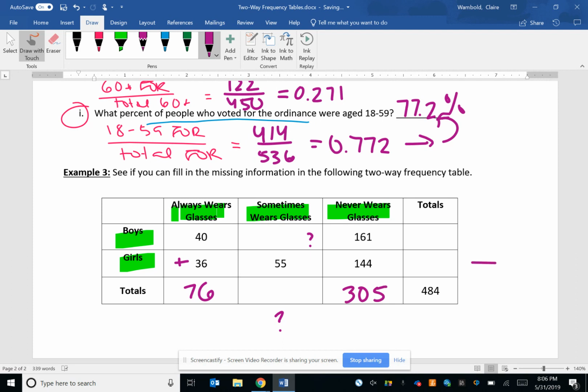I could also fill in my row total for the number of girls. 36 plus 55 plus 144 is 235 girls total. Now, like I said, there's a number of different ways we could do this. Even from right here, there's a couple different ways we can do this. So to fill in the number of boys in the group, I know that it's the total minus the number of girls. So 484 minus the number of girls, 235, which equals 249 boys.